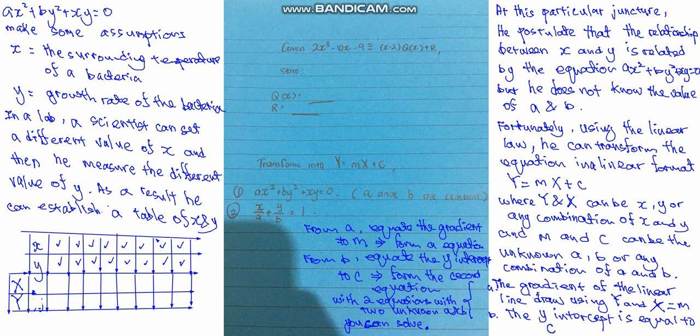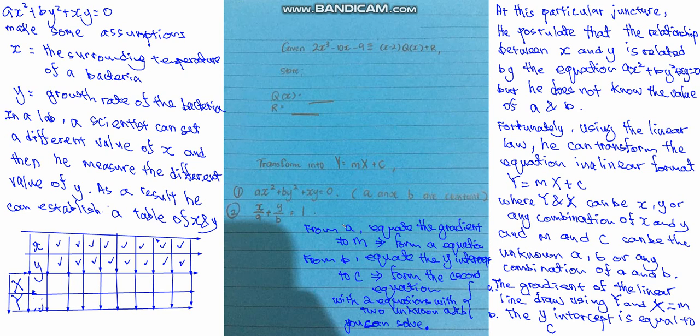So the gradient of the linear line drawn using the big X and the big Y is actually equal to m. And then the y-intercept from the line is also equal to c. So you actually can obtain the m and the c values from the straight line.